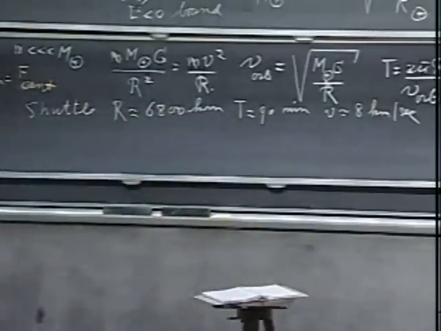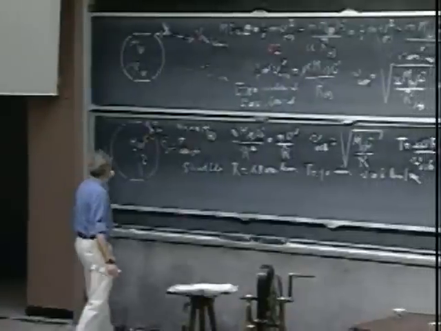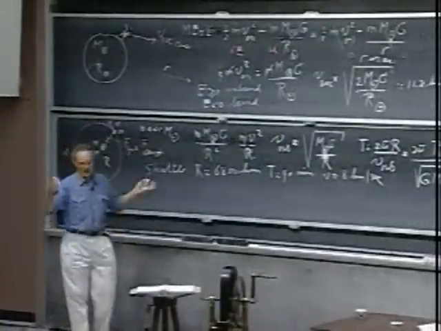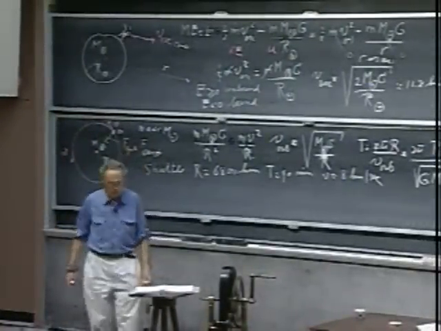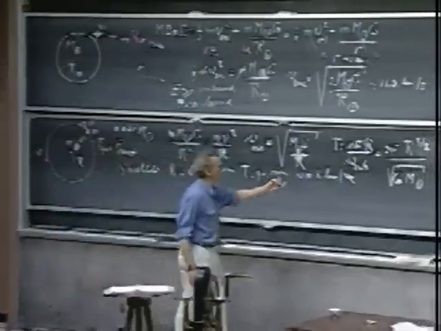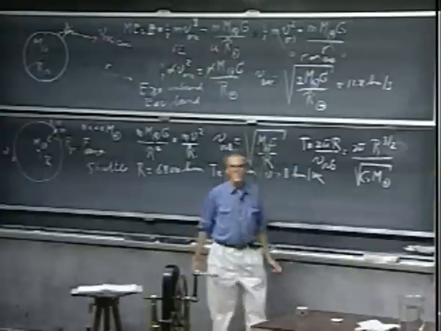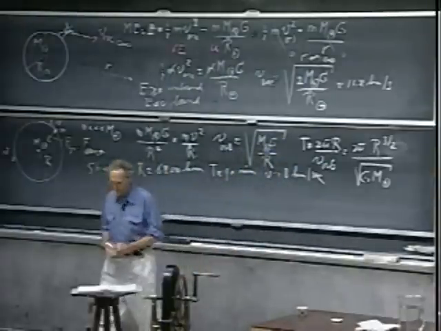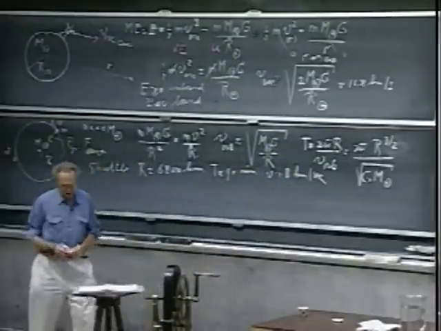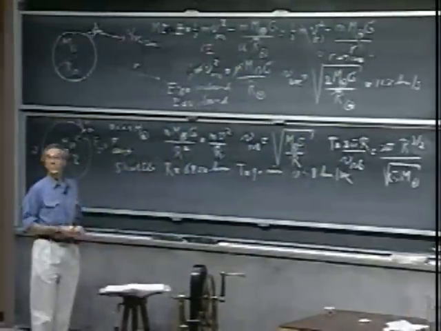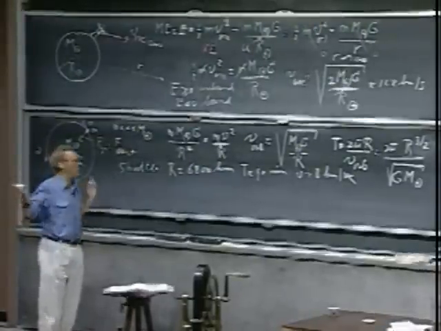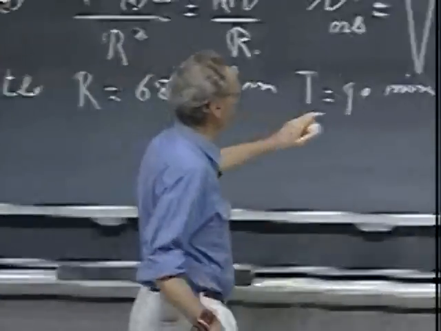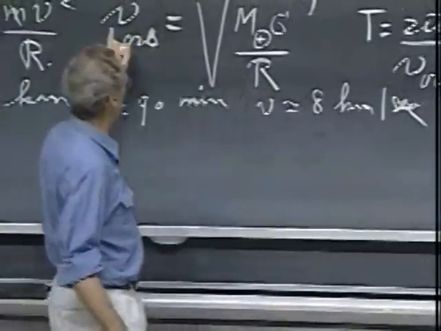The moon is much further away than the shuttle. You take the distance to the moon, which is some 385,000 kilometers, and substitute that in this equation, and you will find that the period for the moon to go around the Earth is about 27.5 days. And its speed is only 1 kilometer per second. It's much further out, so r is much larger, and so you see the speed will be much lower.